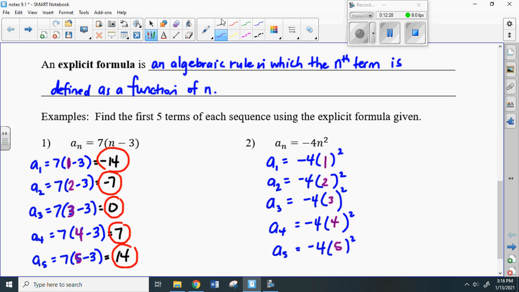So even though I asked you just to list the first 5, I could have asked you for any random term. I could have said, what's the 100th term? All right, and if I asked you for that, I hope you would understand that you just plug in 100 for n.